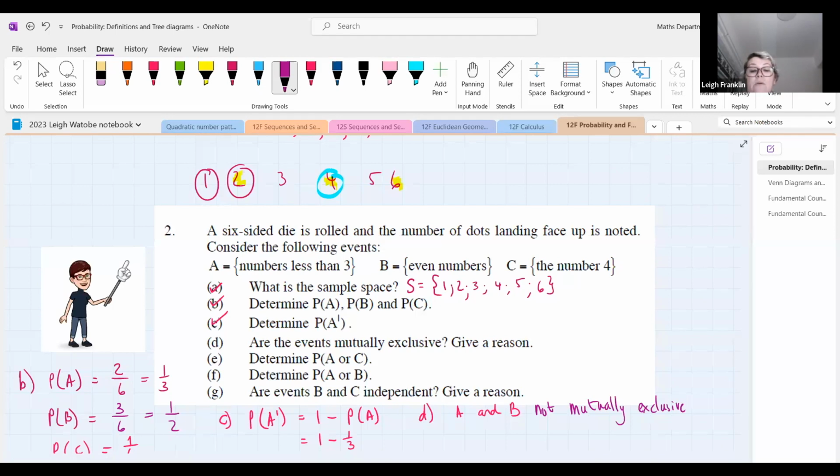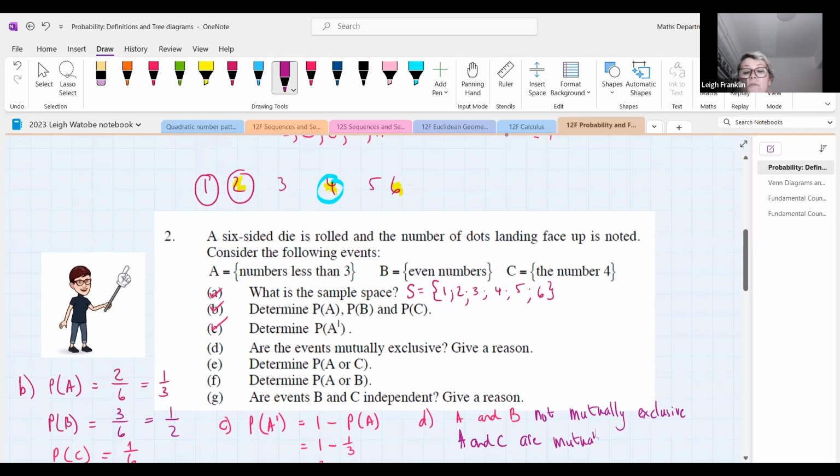Okay, what about A and C? Are A and C mutually exclusive? What do you guys think? Are A and C mutually exclusive? Yes, they are. Okay, because 4 is not a number that is less than 3. So A and C are mutually exclusive. Well done.